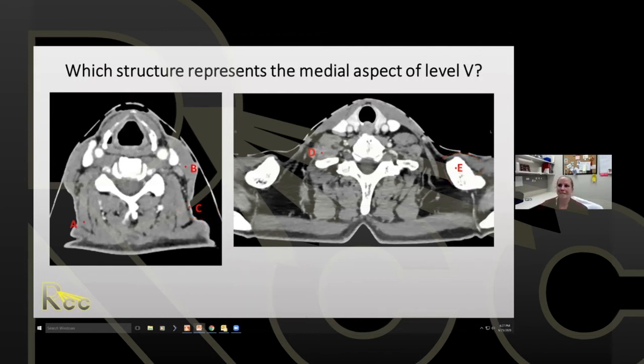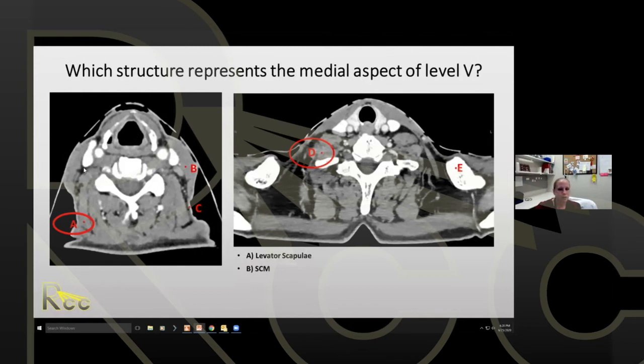How about the medial aspect of level 5? Yep, A, and then also D. So again, as you're contouring level 5, that medial border, so here's the posterior aspect of the sternocleidomastoid, so we're covering this fat space here, medially contouring along the middle scalene, and then coming back along the levator scapula there, just like we are in level A.